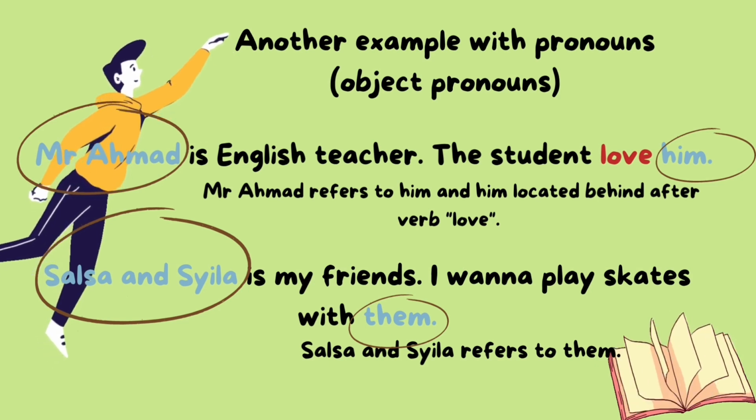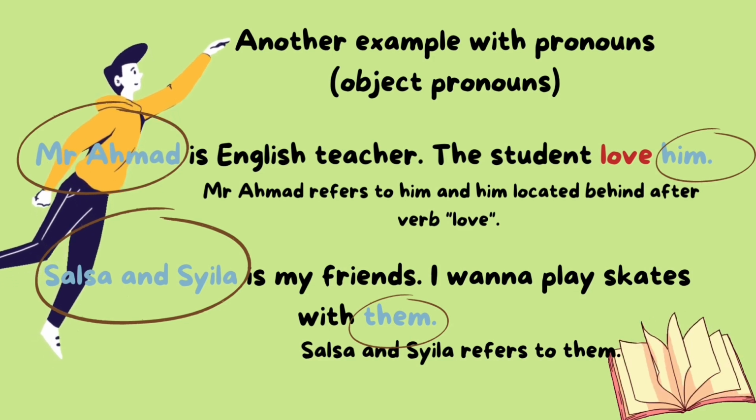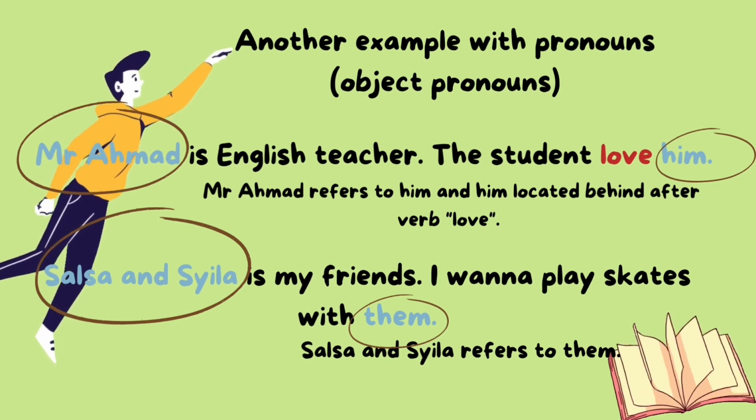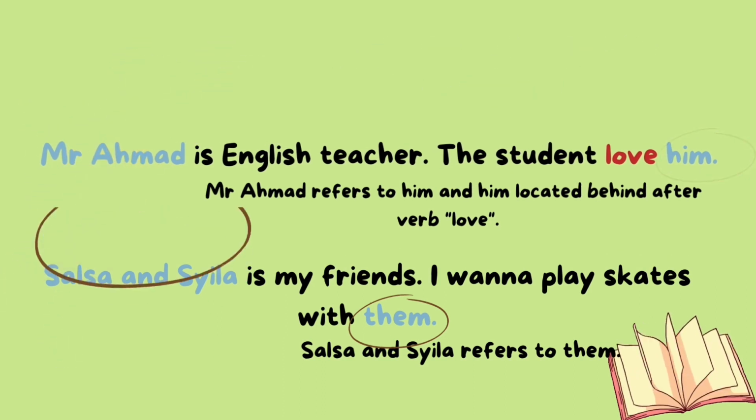The second example is, Salsa and Saila are my friends. I wanna play skates with them. Look at the sentence. In the sentence Salsa and Saila refer to they, and the object pronoun is them.